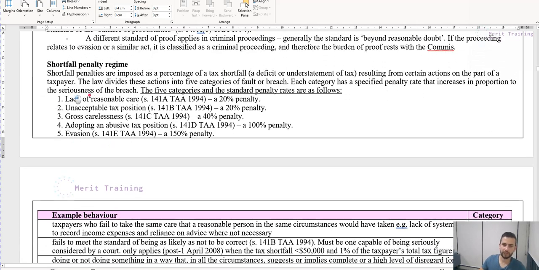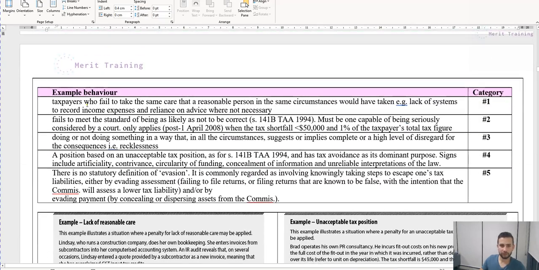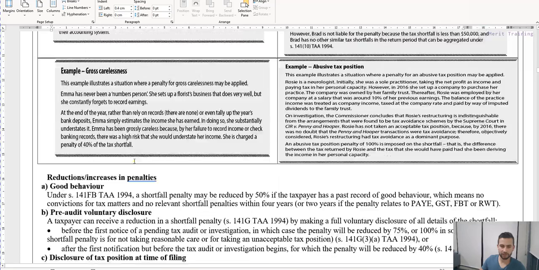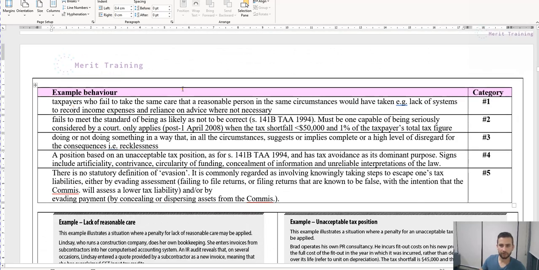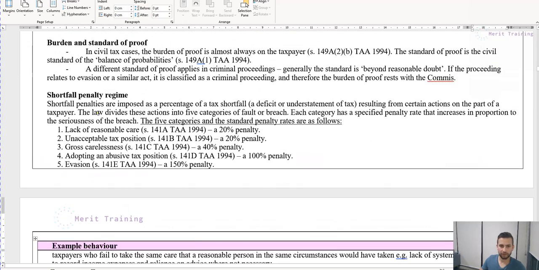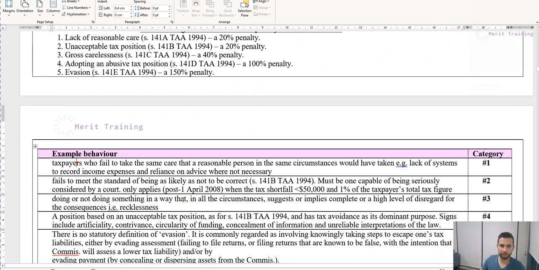So you can see this slowly getting more serious and the penalties are increasing as well. So let's talk about example behaviors of each, and there are examples from the CSG which I've got down below as well. You can see they correspond with different categories up here, lack of reasonable care. An example of lack of reasonable care would be a taxpayer who fails to take the same care as a reasonable person. For example, a lack of a system to record income and expenses and a reliance on advice where not necessary.